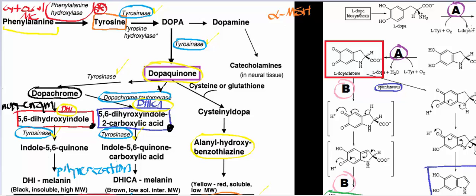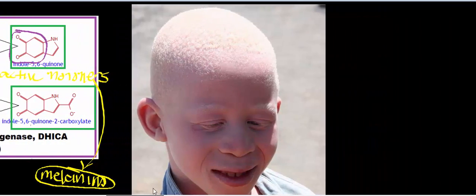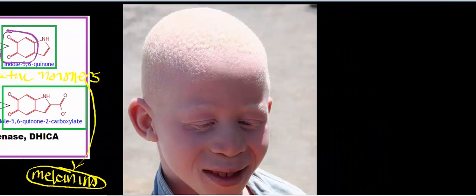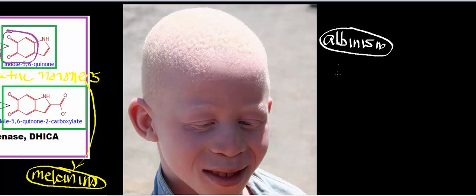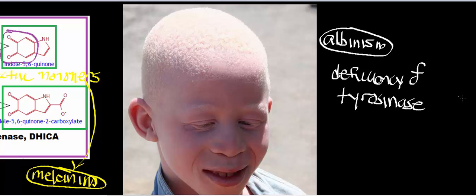Now, I want to ask you a question, and this is also in your PowerPoints. What would happen if you had a deficiency of tyrosinase? The answer lies over here to the right in the fourth picture. If you have a deficiency of tyrosinase, what you'll end up getting is something called albinism. Biochemically, albinism is a deficiency of tyrosinase, and that's something very important to realize.